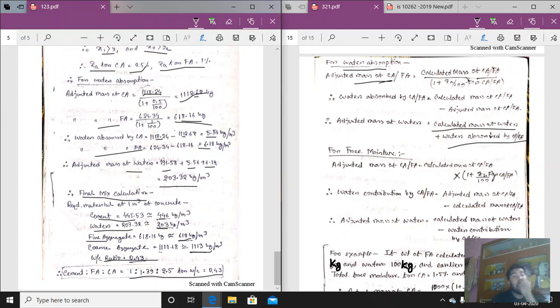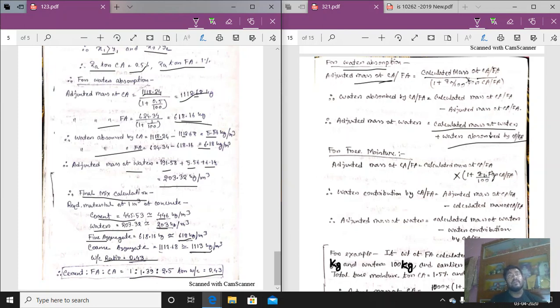Throughout today's lecture we have seen how to determine the mix proportion of concrete. We have used no admixture, chemical or mineral, and we have found the actual volumes and weights of the materials to be used for 1 meter cube of concrete. Depending on the volume of concrete to be used at the site, we have to change these weights. So this is the process of mix design.